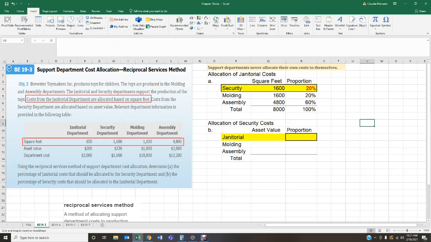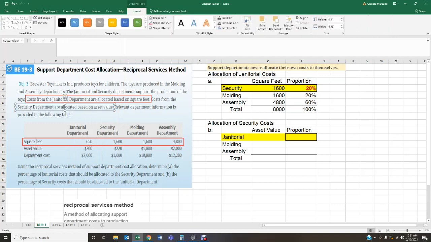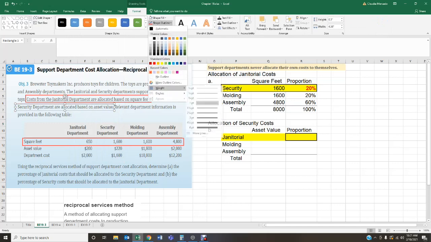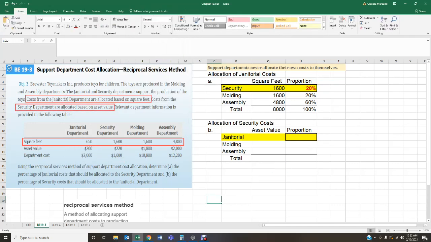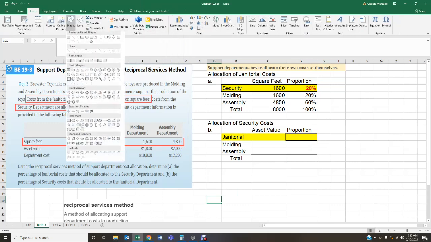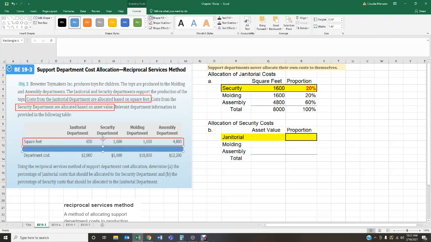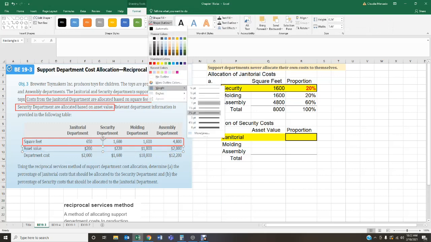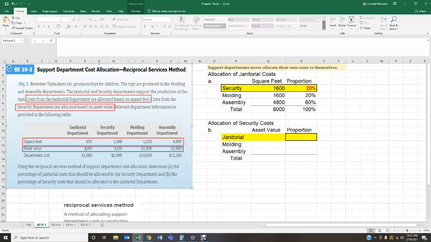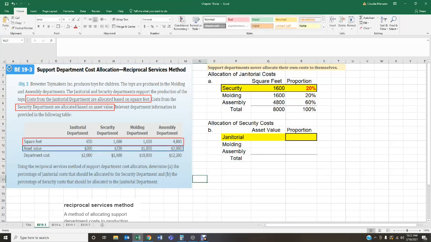It says that for the security department, the costs are allocated based on asset value. So each allocation has its own basis. So this is asset value, and that's going to be our driver right there. So let's do the same calculations, but now based on asset value.